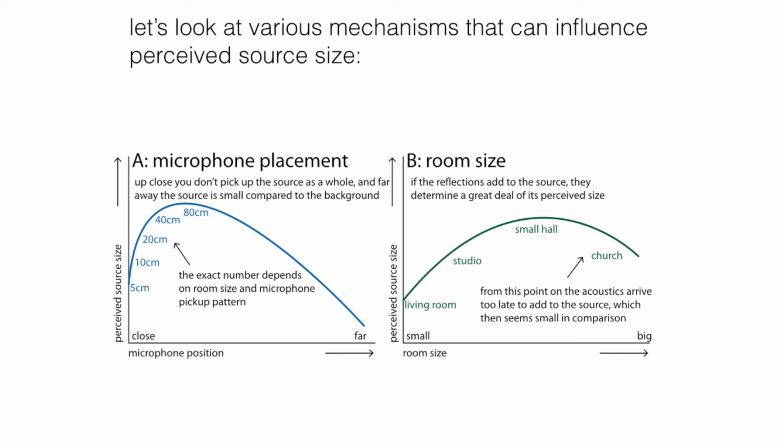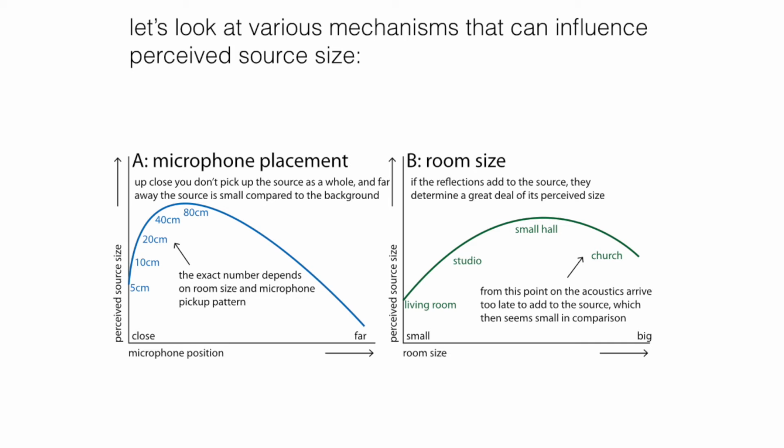So if you look at the graph, you can see that if you record very close to the source, you're actually not capturing the entire thing. And that makes the source sound small, so you're actually hearing only a fragment of the source. And then you increase distance till you get to the point where you capture the entire thing, and then it will sound bigger. But there's also a turning point from which the room takes over. So then the surroundings of the source are getting more important than the source itself, and the source shrinks in size again.